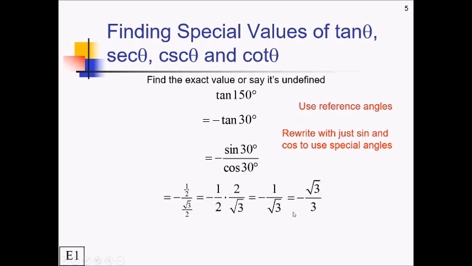So this is the process you go through. You don't really memorize special values of tangent or the other trig functions. There is just one exception. It is worth memorizing that tan of 45, which is sine of 45 over cosine of 45, which are both the same thing, tan of 45 is 1. That is very much worth memorizing. Comes up quite a bit.